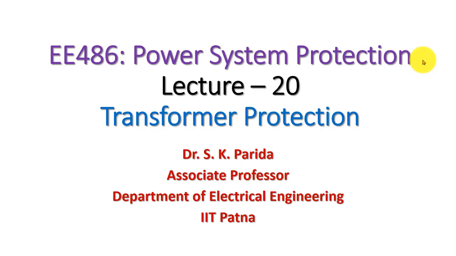And therefore the percentage differential relay came into the picture, the percentage bias differential relay, by which the relay characteristic has been modified with a slope, and in that way the through fault stability has been improved. It is improved by improving the stability ratio. So we already talked about this, and in this lecture we will talk about transformer protection.